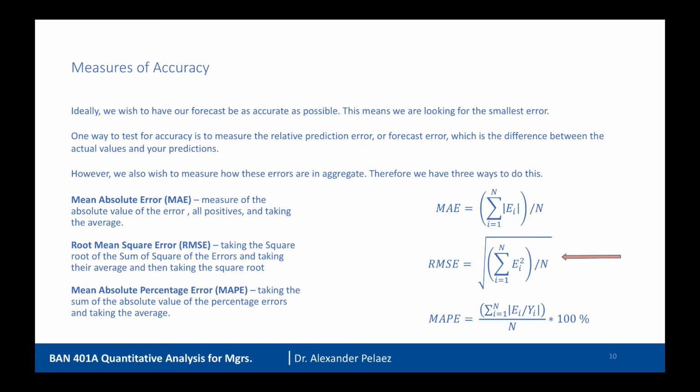Now, what we can also do is take the mean absolute percentage error. So instead of just reporting on error, we're going to report on the percentage error. So we can end up with a number that says our mean absolute percentage error is about 4%. And if that's the case, then we're saying that our percentage error will be roughly plus or minus 4%.